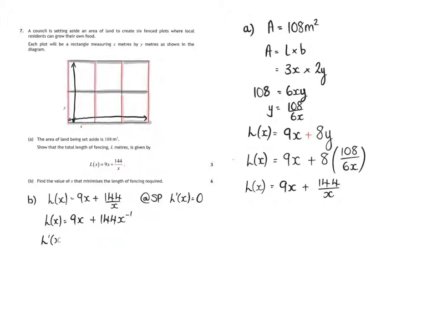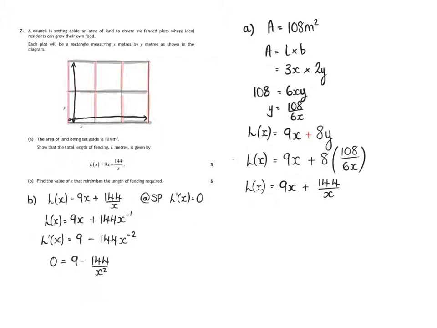So L dash of x is going to be equal to 9. And then we're going to times by our power, so we get minus, and then we're going to have 144x to the minus 2. Right, so when we do this, we are going to solve this for 0 equals 9 minus 144 over x squared. So we can solve this.